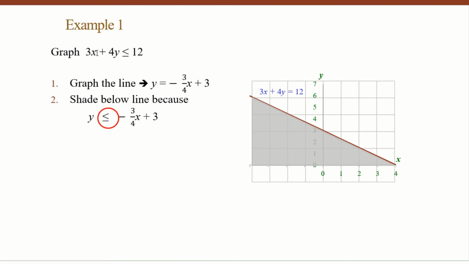So 3 times 0 is 0, correct? So when x is 0, what is y? 4y equals 12, y is 3. Do you see that here?